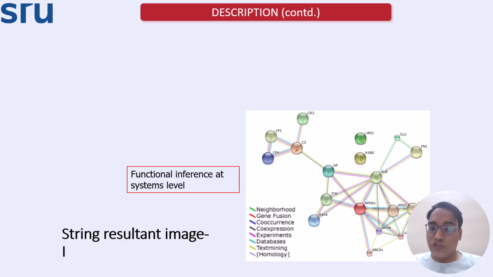Gene neighborhood, gene fusion experiments. Like you combine the two genes and then clone them together to see whether they are working together or not. If they work together, their protein products will always be forming a complex. Co-occurrence: if this gene occurs, that gene will also occur. See, experimental data, different databases, text mining, homology. Text mining is from the published literature. And from various databases, connecting all of them.